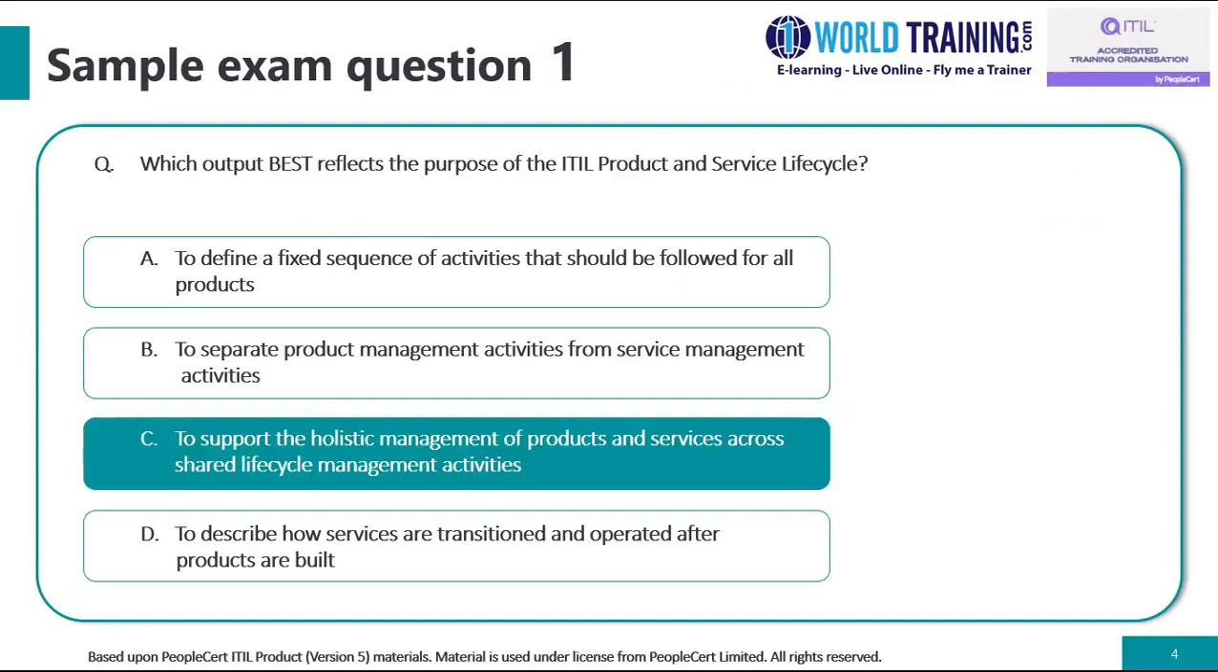The correct answer is C, to support the holistic management of products and services across shared lifecycle management activities. That's the integrative end-to-end description the book gives. A is wrong because the lifecycle does not define a fixed sequence. Value streams are the actual sequence, not a predetermined blueprint. B is wrong because the lifecycle integrates product and service management rather than separating them. And D is wrong because the lifecycle encompasses end-to-end management, not just what happens after the products are built.